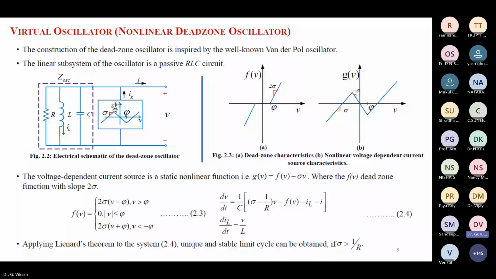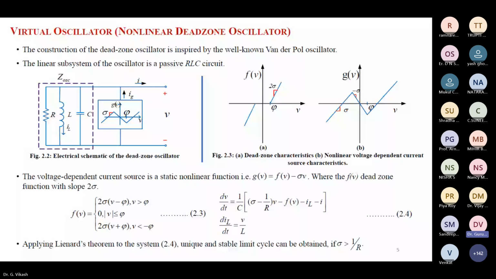Okay, the G of V depends upon the V, so that's why this is called a voltage dependent, non-linear voltage dependent current source. That G of V is nothing but f of V minus sigma V, where f of V is the dead zone function. That's why we call it a dead zone oscillator. See, the dead zone characteristics are shown in figure 2.3a. So we have modified the dead zone characteristics into a non-linear voltage dependent current source in figure 2.3b. Actually, there is no dead zone in the non-linear voltage dependent current source, but it is inspired by the dead zone characteristics. That's why we call it a dead zone oscillator.